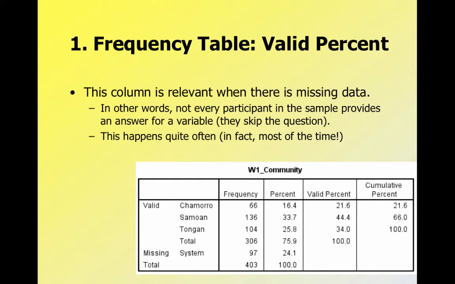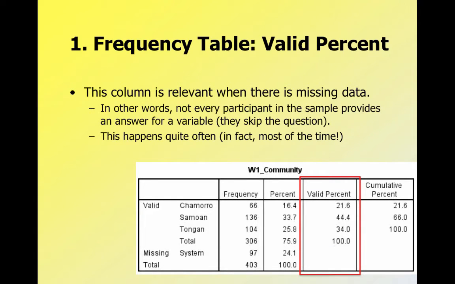Valid percent. So this column is relevant when there's missing data. Essentially, not every single person is going to provide an answer for every single variable, whether they skipped the question intentionally, maybe they didn't see the question, but for whatever reason, you have missing data. And unfortunately, in reality, this happens all too often. And so there are other things that are outside the scope of this class that can be done to make up for missing data. But really, when we run frequency tables, it actually tells us how many people we do not have data for on a given variable.